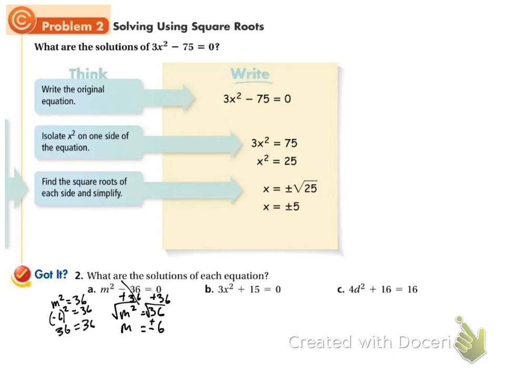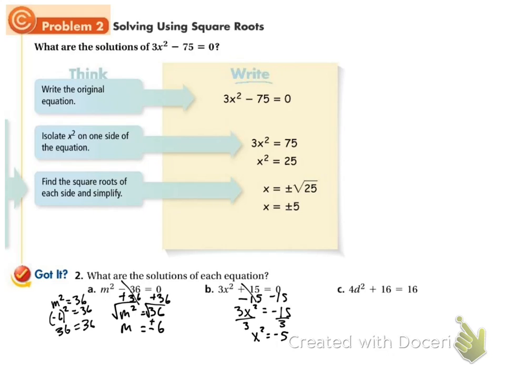So let's try B. I need to get this x squared alone, so I need to get rid of the 3 and I need to get rid of the 15. I need to start with the 15. So 3x squared is equal to -15. Divide by 3. X squared is equal to -5.